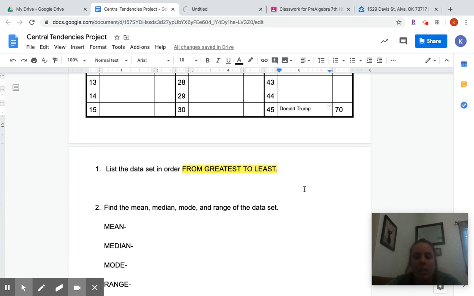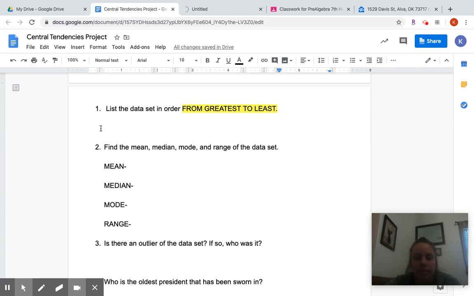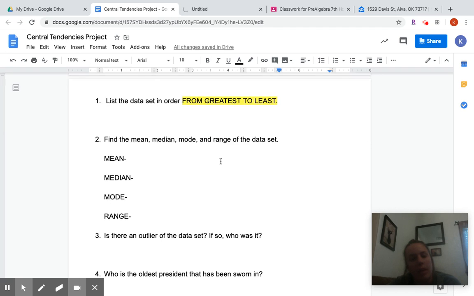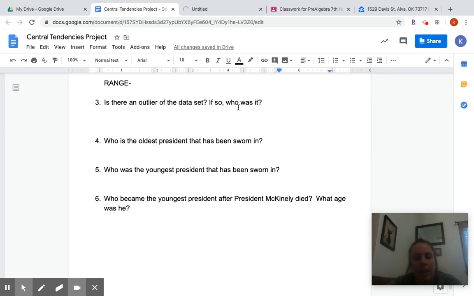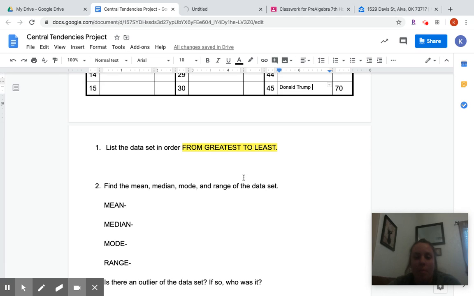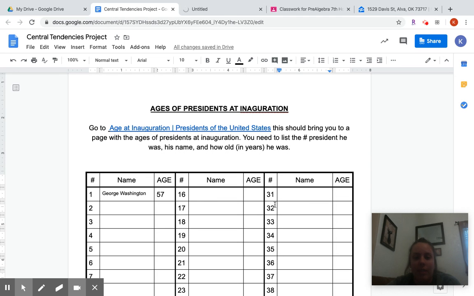So now you're going to list them from greatest to least. Find the mean, the median, the mode, the range of the data. Tell me, is there an outlier? If so, who was it? Who was the oldest person sworn in? Who's the youngest president that's been sworn in? Who became the youngest president after President McKinley died? That's a little research that you need to do on the web page that you found all of this information.